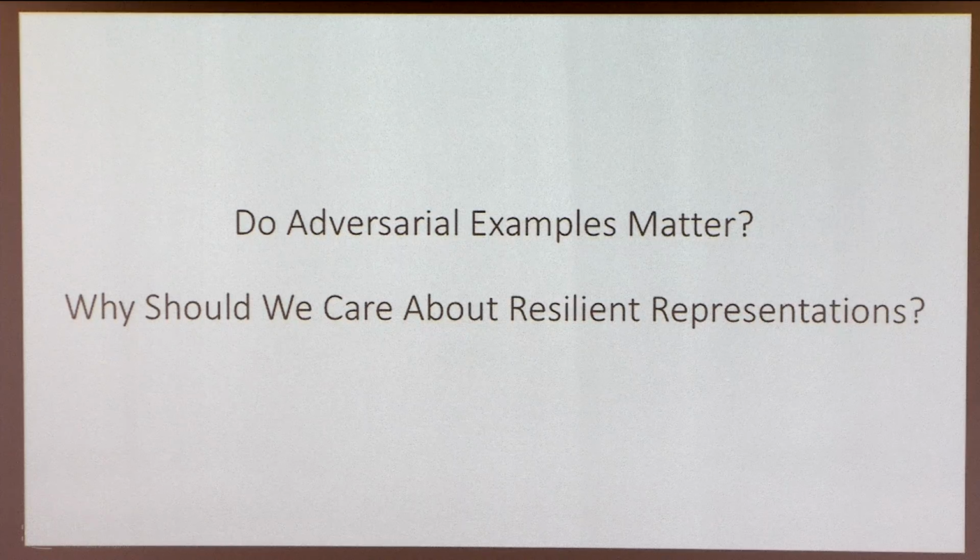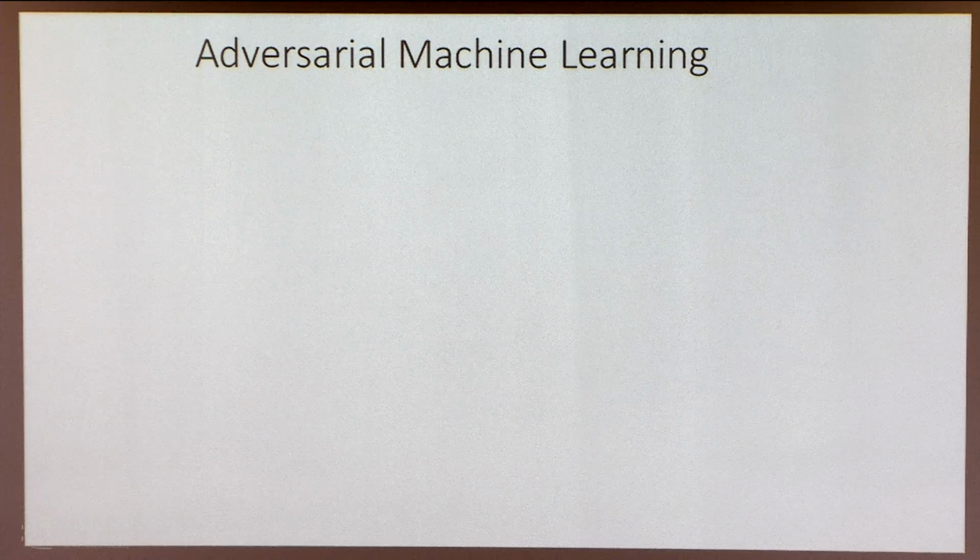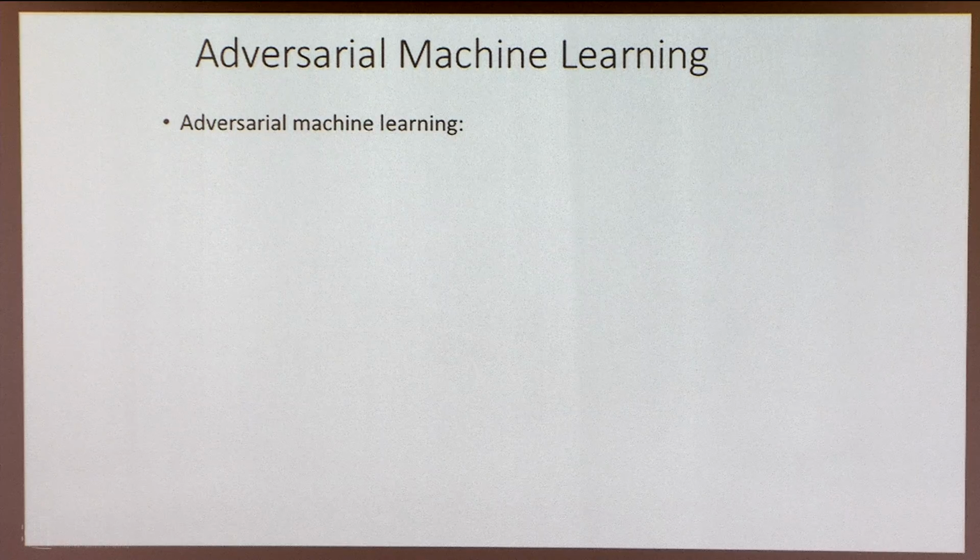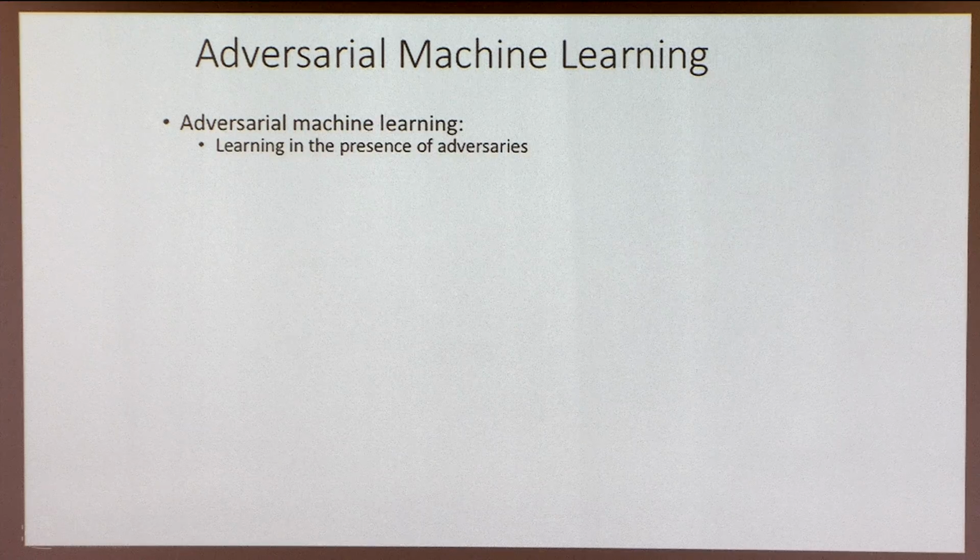So far I've talked about these adversarial examples and how prevalent the issue is. Then another question you might ask is, do adversarial examples matter? And why should we care about resilient representations? First of all, adversarial examples are just the tip of the iceberg. It's an issue in the broader field of adversarial machine learning. What adversarial machine learning is essentially doing is learning in the presence of adversaries. That's what the entire field studies.